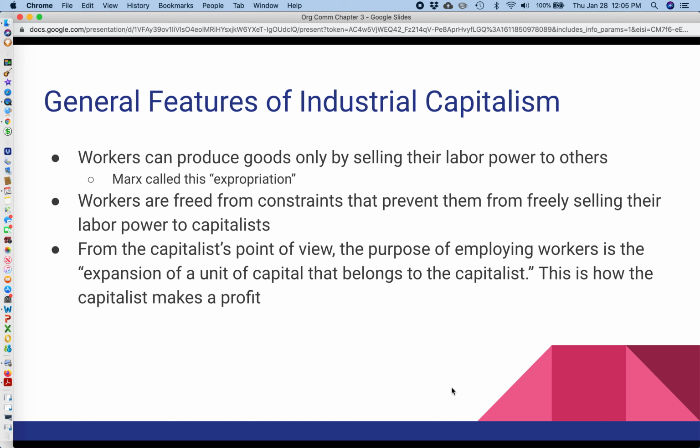Now, workers under this system are freed from any limitations that prevent them from freely selling their ability to work to capitalists. And from the point of view of the people who own the factories and run things, the whole purpose of employing a worker is the expansion of a unit of capital, so taking money and making more money, right? And that money belongs to the capitalist. So if I'm your employer, the whole reason I hire you is to use my money to make more. It's really that simple, right? And that's how the capitalist makes a profit. That's how the company makes money.